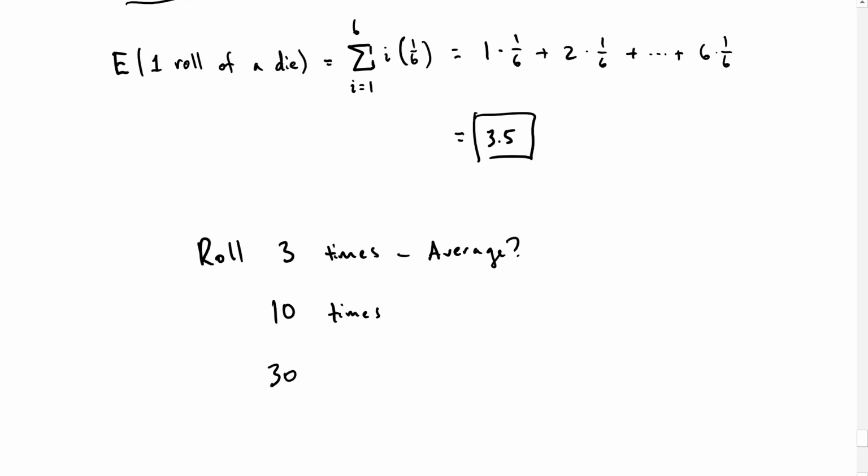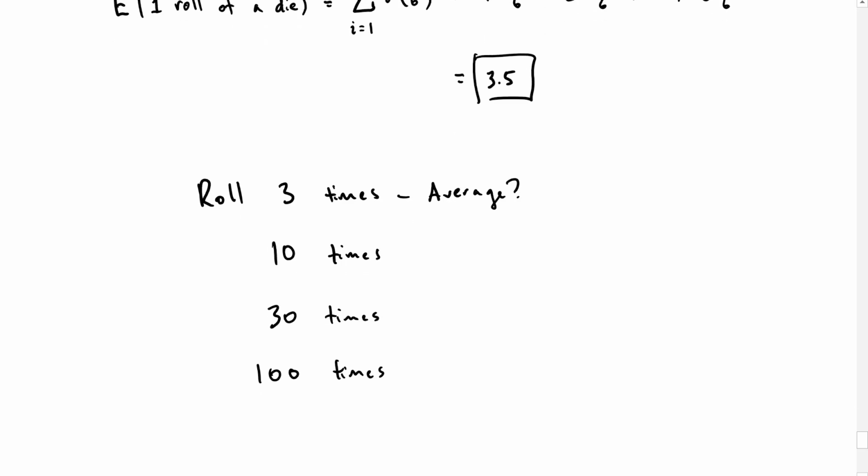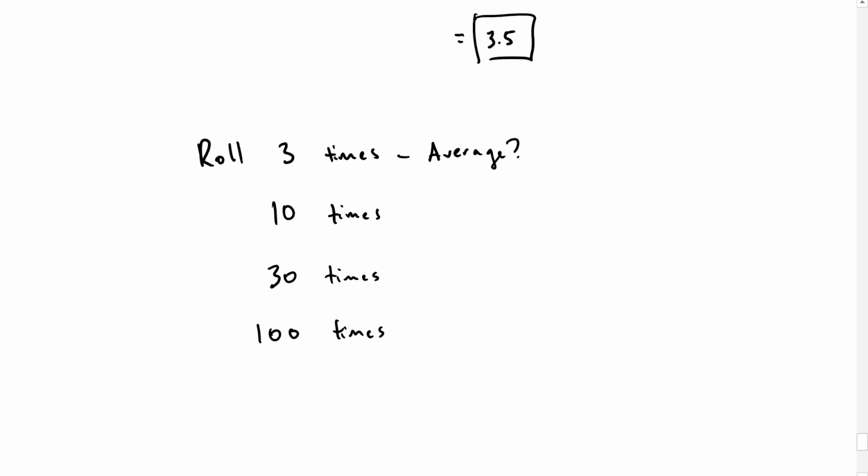What if we do it 30 times? What if we do it 100 times? The more times we do it, as we approach infinity, if we were to do it thousands and thousands of times, the average will approach 3.5.